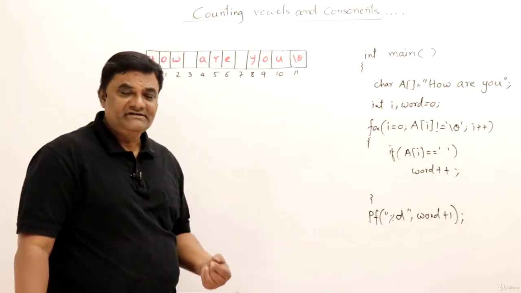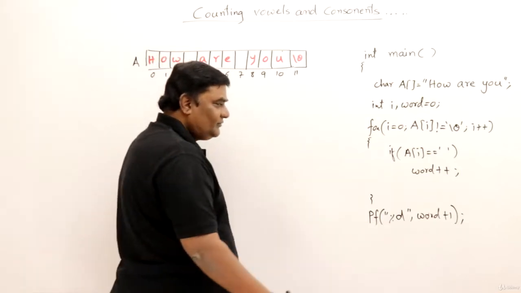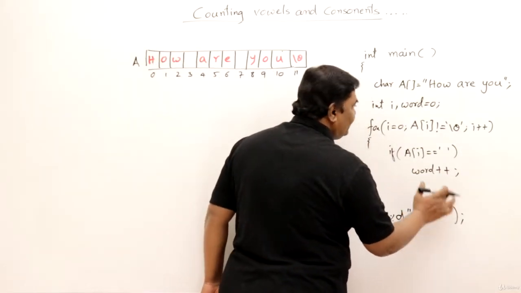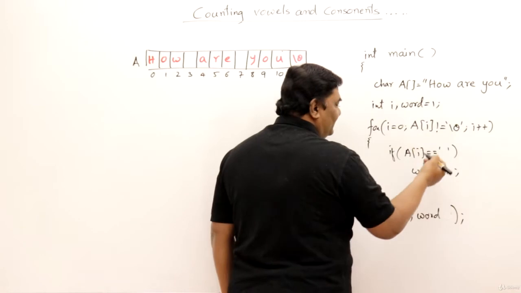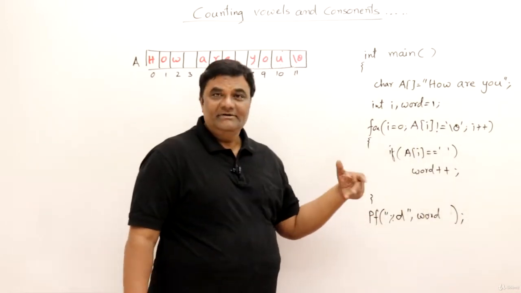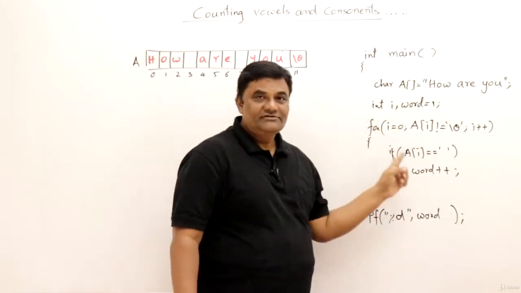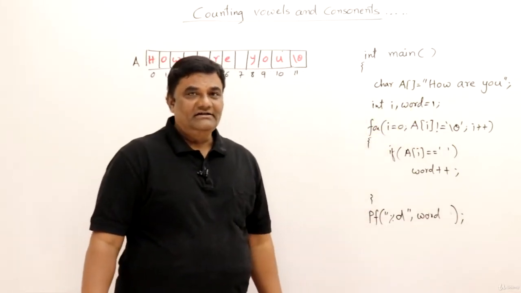Actually I have counted spaces. Then that plus 1 will give me the number of words. Or else, if you don't want to add it afterwards, then you can start from 1 here. Now as many spaces as we have, that many times this word will increment. So there are 2 spaces, so 2 times it will increment. Already 1 we have, so total 3 words are there.